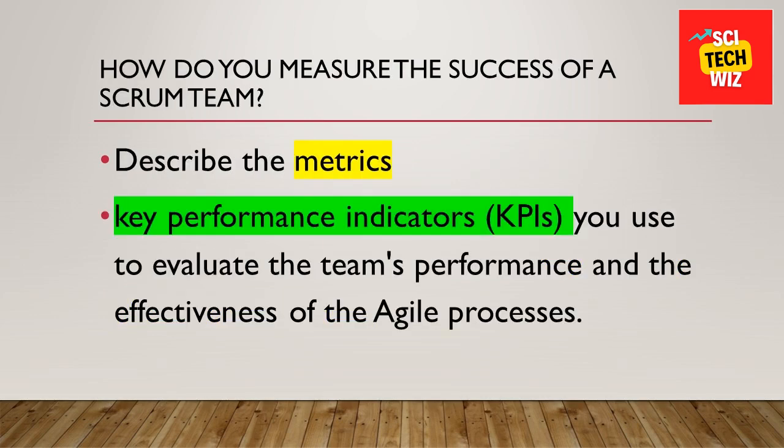How do you measure the success of a Scrum team? Describe the metrics. Prepare some Scrum metrics and KPIs, that is key performance indicators, you use to evaluate the team's performance and the effectiveness of the Agile processes. You don't need to tell all 20 or 30 KPIs, whatever you're preparing for your interview. Concentrate on at least 2 to 3 KPIs and metrics which define the success of a Scrum team.